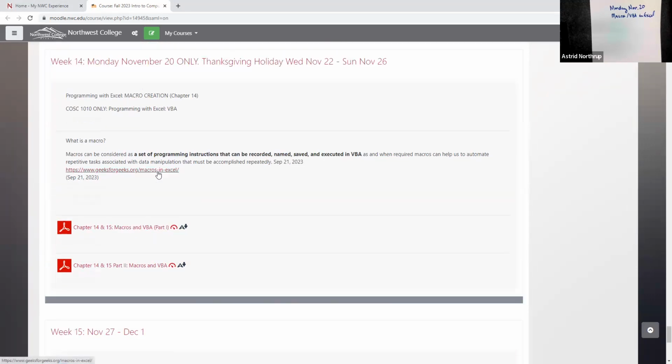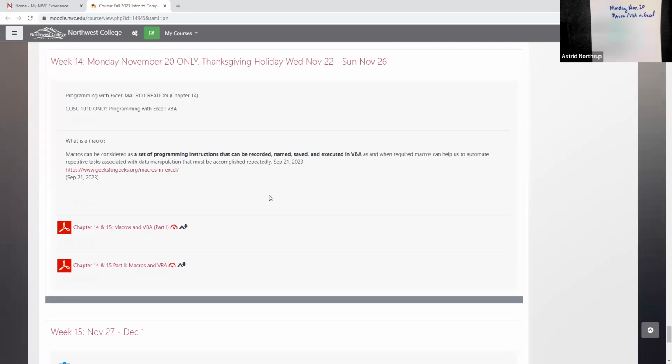So basically, the topic of the lecture is learning how to write macros and using them as a platform for Visual Basic in Excel. So what exactly is a macro? I've put up this definition, which I think is as good as any, that a macro is a set of programming instructions that can be recorded, named, and saved and executed in Visual Basic.